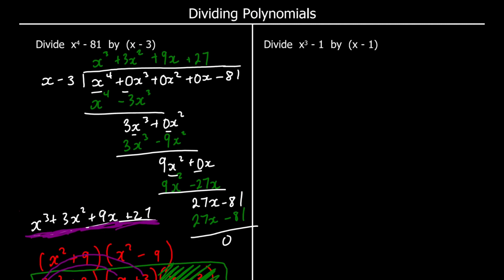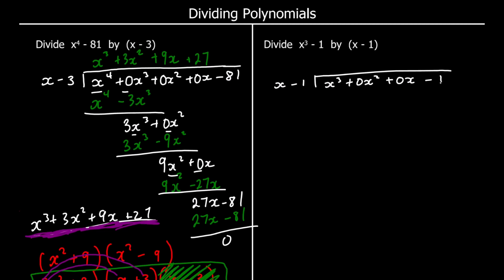One for you to try. So divide x cubed minus 1 by x minus 1. So x minus 1 on the outside. We've got x cubed, no x squareds, no x's, and minus 1.